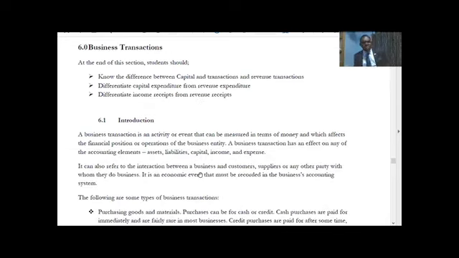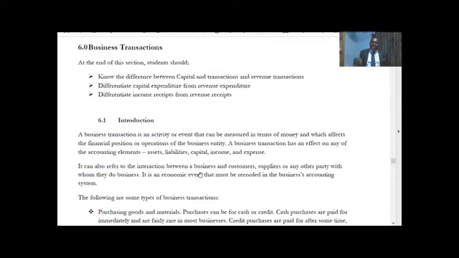Now, a business transaction is an activity or event that can be measured in terms of money and which affects the financial position or operations of the business entity. A business transaction has an effect on any of the accounting elements.